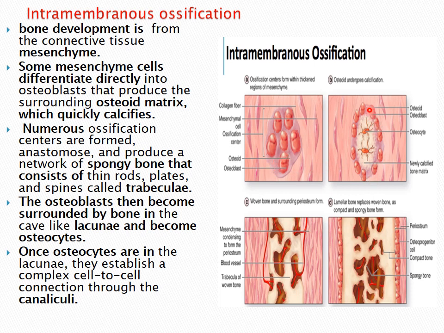And when it calcifies, it is called the osteoid formation, and numerous ossification centers are formed, they anastomose and produce a network of spongy bone that consists of thin rods and plates or spines, which are called the trabeculae. Now the osteoblasts then become surrounded by the bone in the cave-like lacunae and become the osteocytes. And once the osteocytes are formed in the lacunae, they establish complex cell-to-cell connections through these canaliculi.